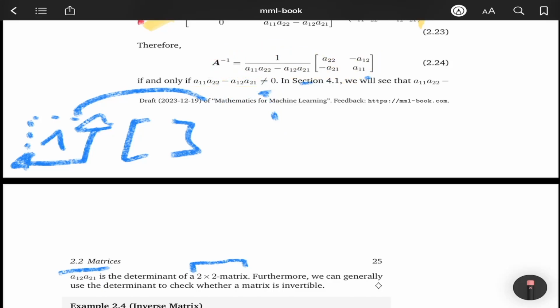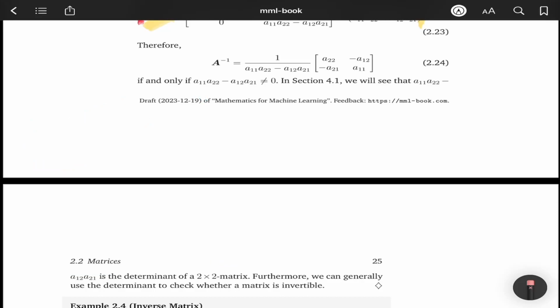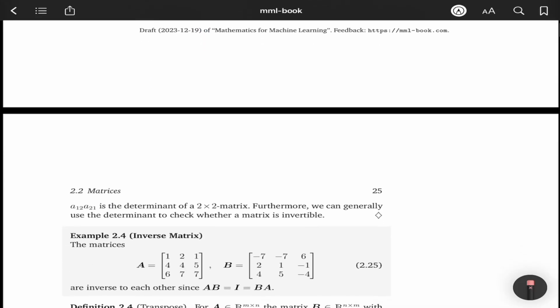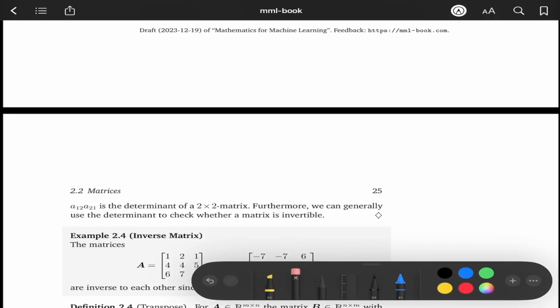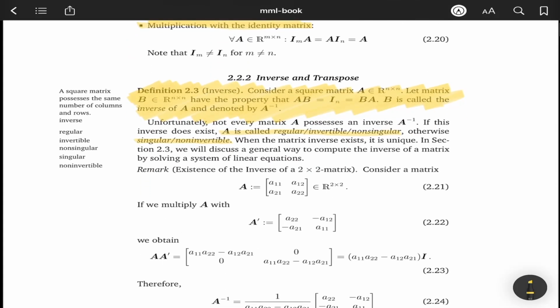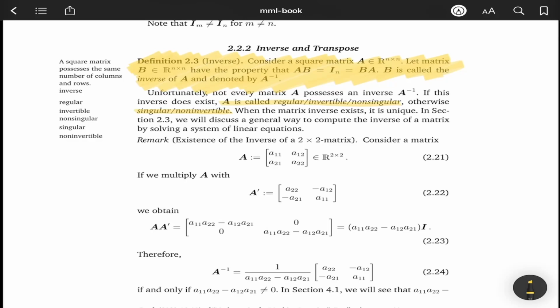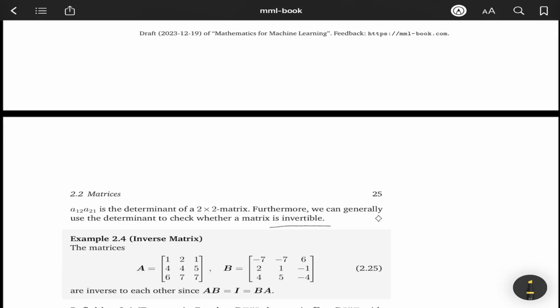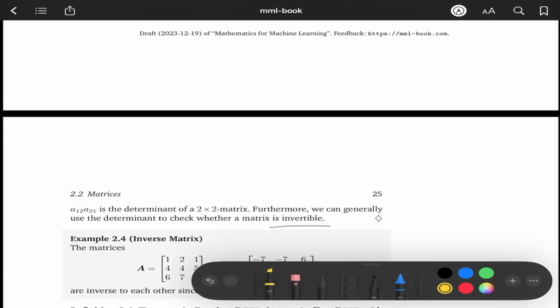Something like that. But this is not helping us understand what's going on here. It just says that this one is the determinant of this 2 by 2 matrix, and we can use that to check if the matrix is invertible. Okay, this definition is important, also that we are calling them invertible and non-invertible. If it exists, it's unique. The determinant, I think we can skip it. It will come later anyway.